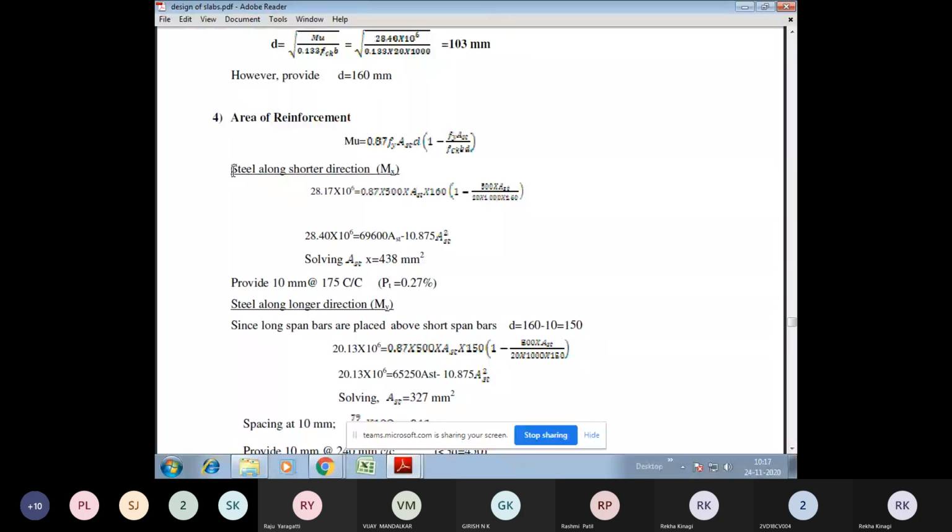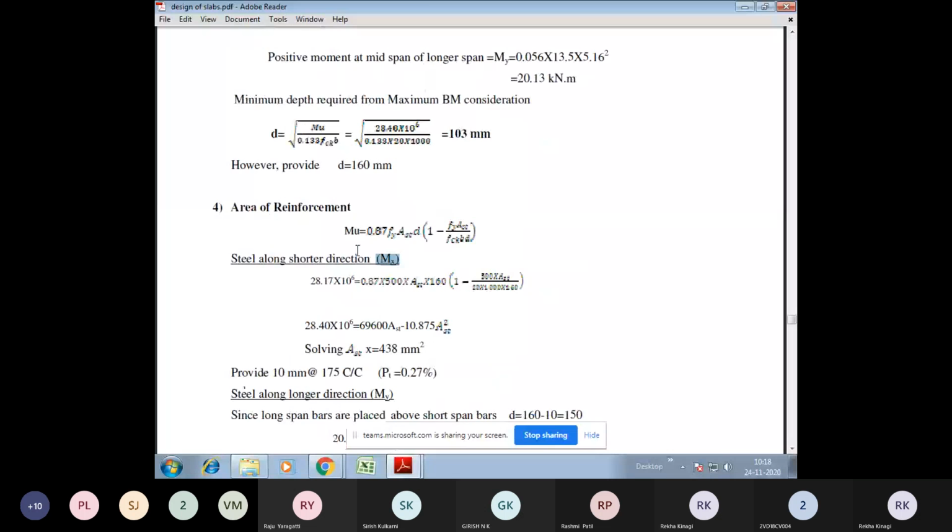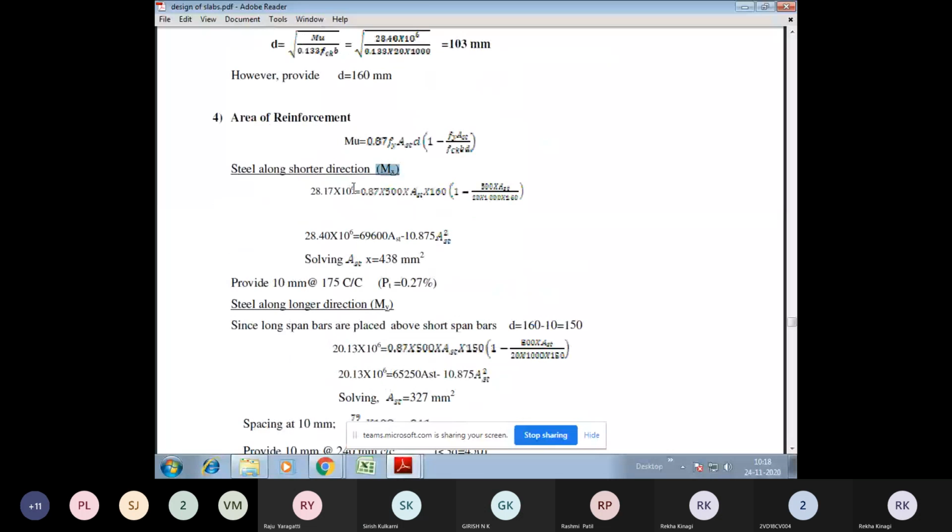Now, let's consider the steel in the shorter direction first. If I consider the steel in the shorter direction, that is referring to Astx, that is the value which refers to Mx value. So Mx is nothing but moment in the x direction, 28.4 kilonewton meter. So that's 28.4 into 10 to the power of 6 we have considered in order to convert kilonewton meter into newton millimeter.